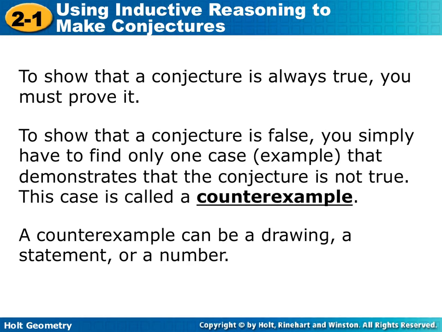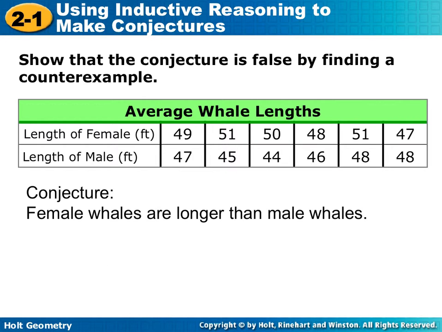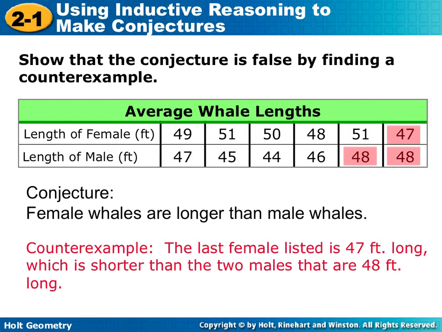So for instance, if I go back to the whales, if Connor had said that female whales are longer than male whales, we would have had a counterexample. We would have had a counterexample by saying this last female whale was only 47 feet long, and that's shorter than some of the male ones. So that would be the counterexample to what the conjecture was. Is a conjecture true? Not necessarily. It's what you believe to be true, but it's not always completely true. So we're going to think about counterexamples here for a little bit.